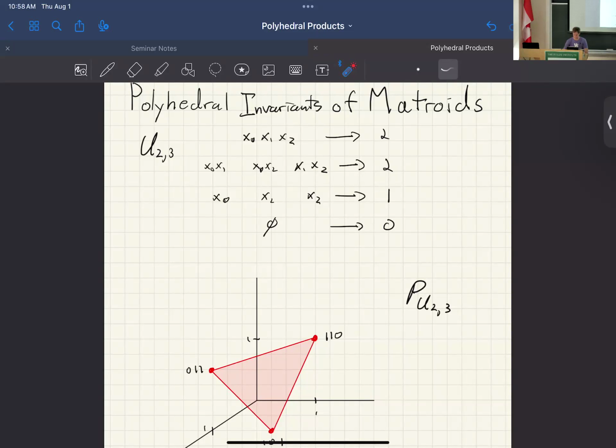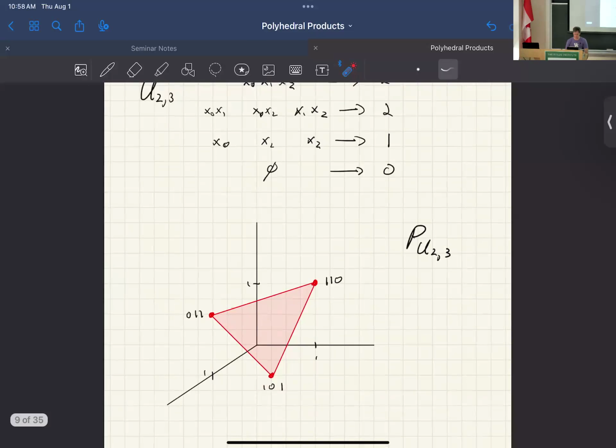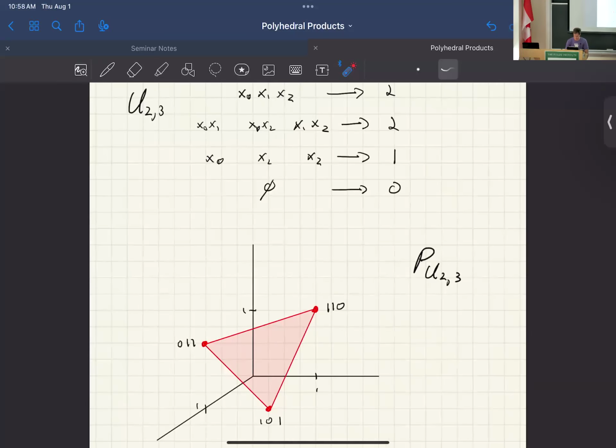Like I said, a basis is a set that is maximal with the property that if you remove any element, the rank drops. These are easily seen to be the size 2 sets. So what you see here is the convex hull of the indicator vectors of all sets of size 2, and it's a triangle. It's kind of a weird looking triangle, and I'm not quite sure why, but I'm not an artist.